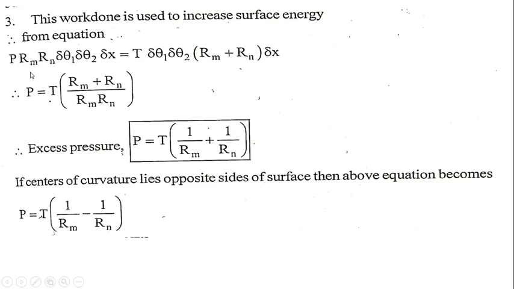Therefore, from the equation, P Rm Rn delta theta 1 delta theta 2 into delta x equal to T into delta theta 1 into delta theta 2 into Rm plus Rn into delta x, and therefore P equal to T into Rm plus Rn upon Rm into Rn. Therefore the excess pressure P equal to T into 1 upon Rm plus 1 upon Rn. And if the center of curvature lies on the opposite side of the surface, then the above equation becomes P equal to T into 1 upon Rm minus 1 upon Rn.